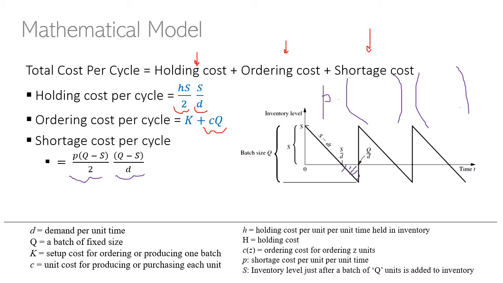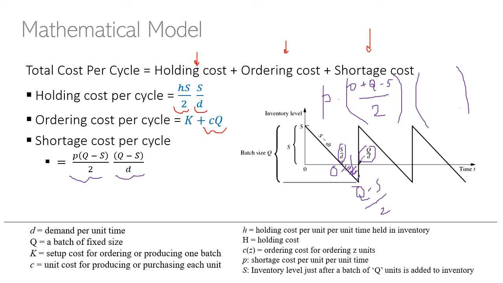So how many units were short? So those are simply the average number of units during the interval from S by D to Q by D. And to find out the average number of units short, we will simply find out the average of maximum and minimum. So maximum number of units short were Q minus S by 2 and minimum was 0, and hence 0 plus Q minus S divided by 2.